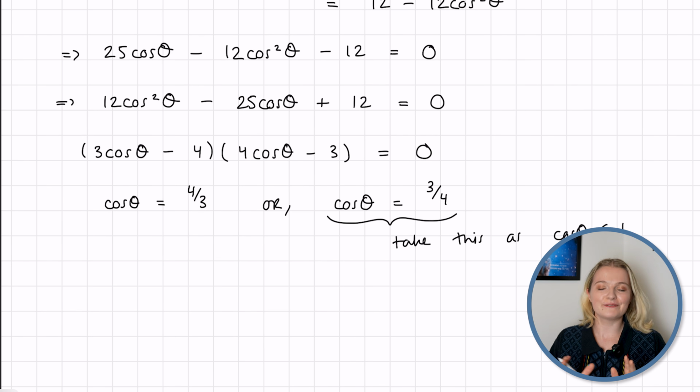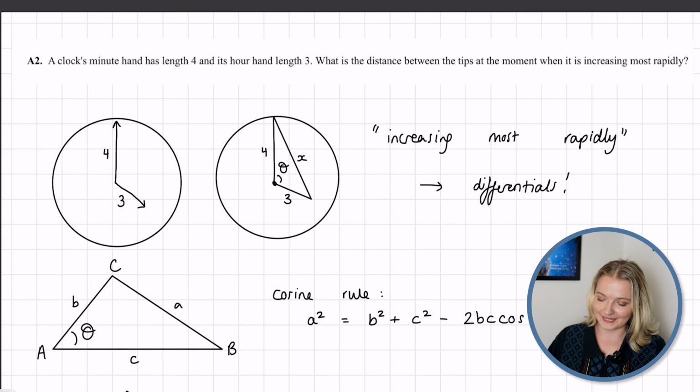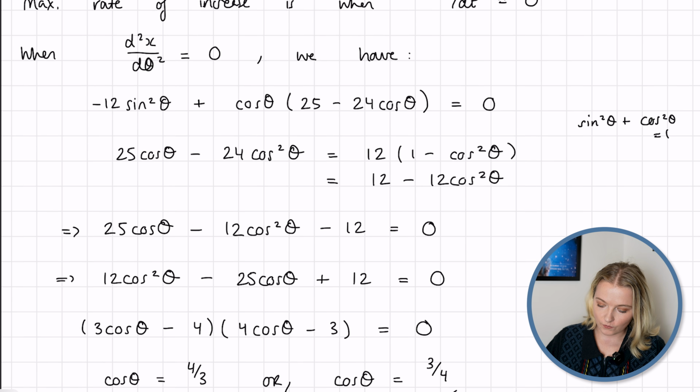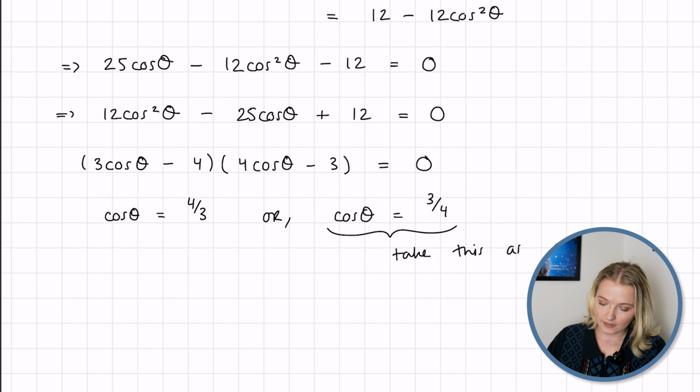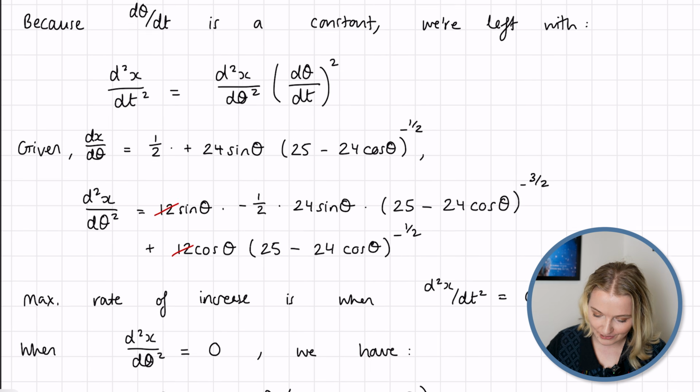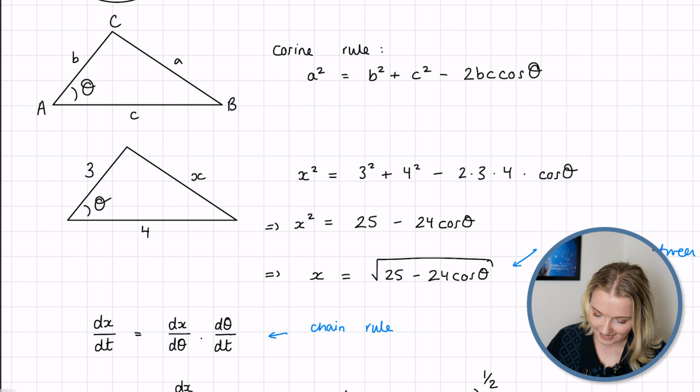Okay, so we finally got to the point at which we know when the maximum is. If we go back to the question initially, we want to find the distance between the tips at the moment when it's increasing most rapidly. So we know that this is the point at which it's increasing most rapidly. It's at cosine theta equals 3/4. Okay, so we know that's the time at which it's maximum. So let's now calculate the distance, which should be super simple to do because we already calculated what x was, and it's this in here.